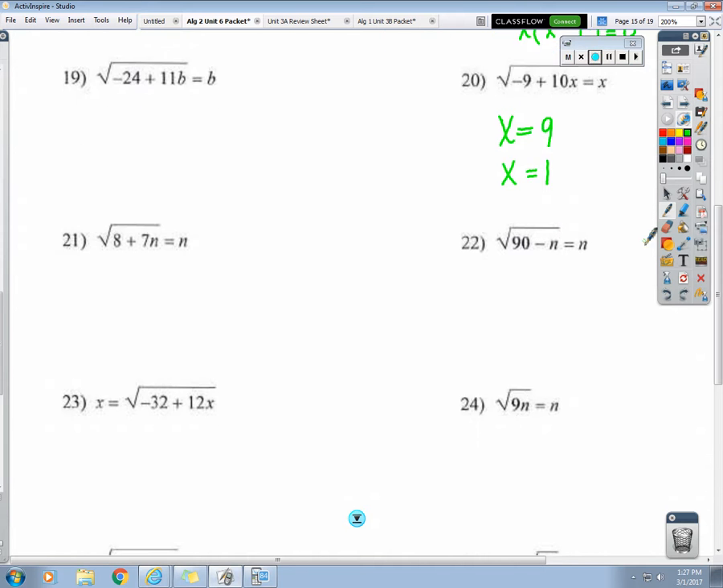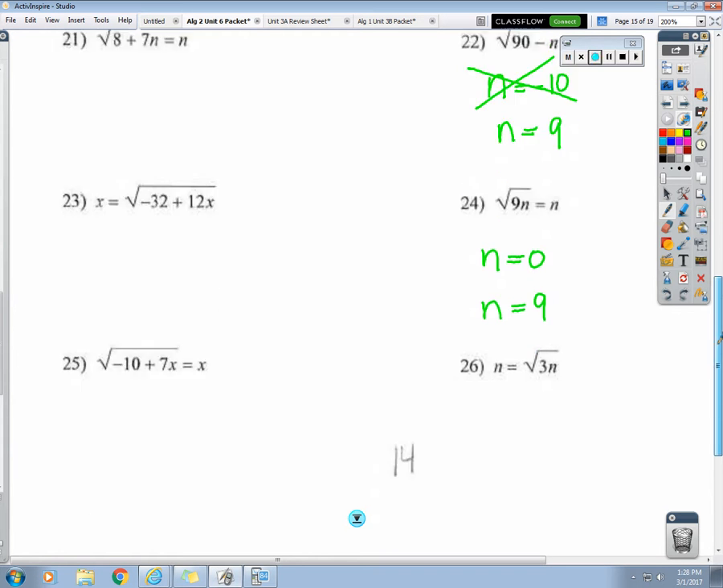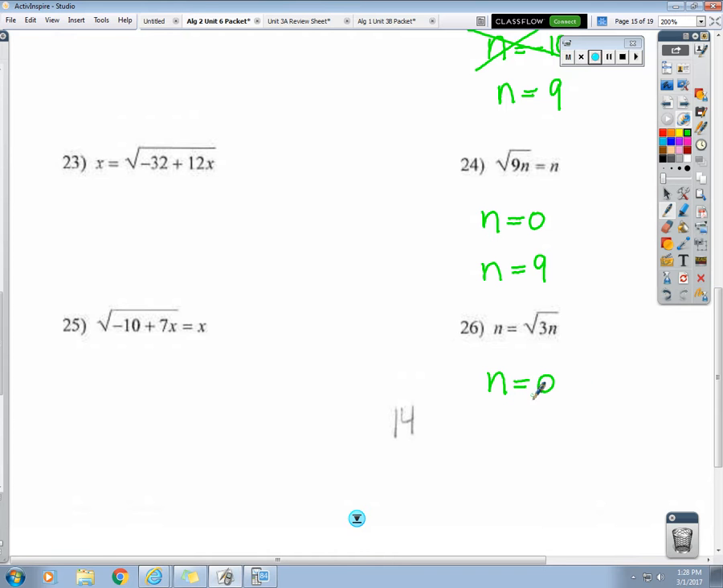For number 22, n equals negative 10, and n equals 9. But the negative 10 was extraneous. When plugged in, it produced a positive 10 on this side instead of another negative 10, so that's an extraneous solution. Okay, and then number 24, 2 solutions again for this one. n equals 0, n equals 9. And both of them worked when plugged in. And then for 26, n equals 0, n equals 3. Any questions on that page?